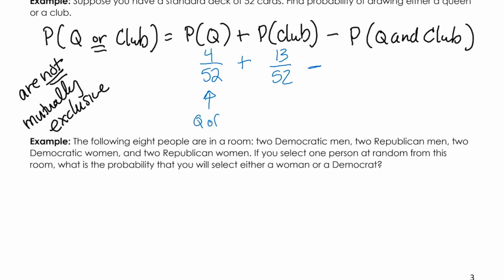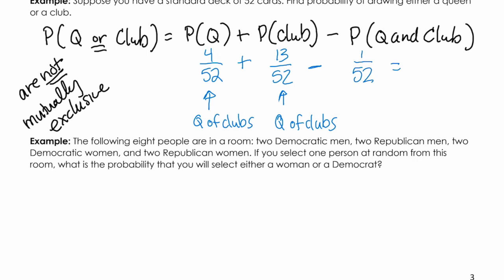However, when I calculated this probability, that includes the Queen of Clubs. I counted the Queen of Clubs in this probability. I also counted the Queen of Clubs in the probability of selecting a club. The Queen is one of those 13 cards. So I just counted the Queen of Clubs twice. This is what we're talking about, overlap. I don't want to count the Queen of Clubs twice. So I want to subtract off the chance of getting a Queen of Clubs, which would be 1 out of 52.